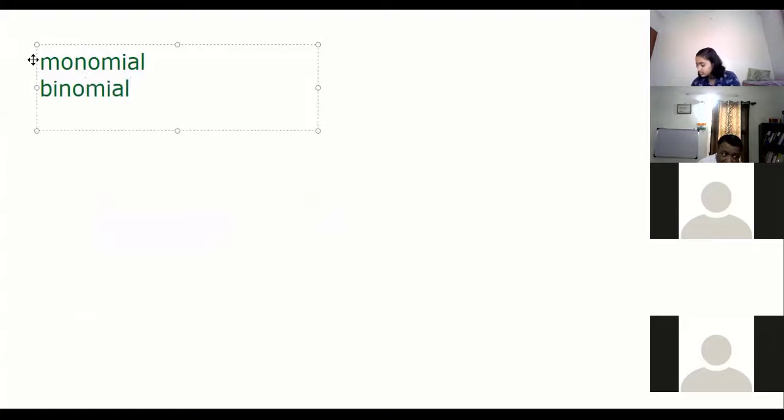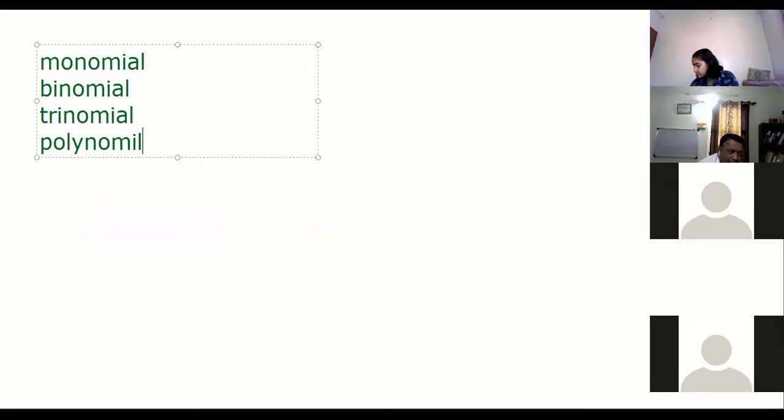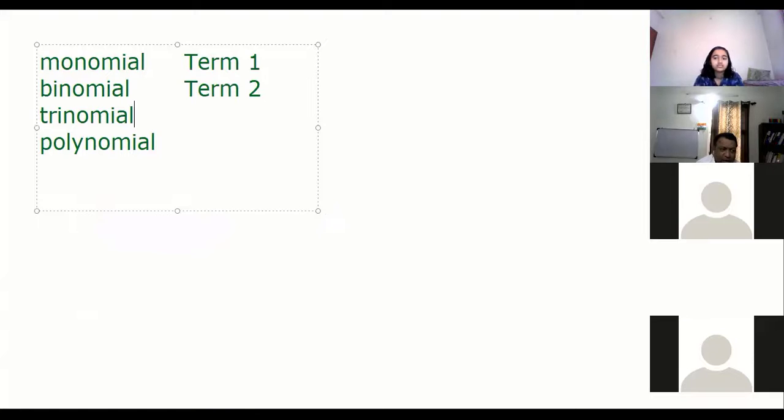ये सब तुम्हारे सिलेबस में एग्जैक्टली. ट्राइनोमियल, पॉलिनोमियल, पॉलिनोमियल तो सारे ही होते हैं. वेरी इजी गाइस. इट ऑल डिपेंड्स ऑन टर्म. अगर टर्म 1 है तो मोनोमियल. आई विल एक्सप्लेन द मीनिंग ऑफ दिस. अगर टर्म 2 है तो बाइनोमियल. अगर टर्म 3 है ट्राइनोमियल. और more than 3 है तो polynomial.